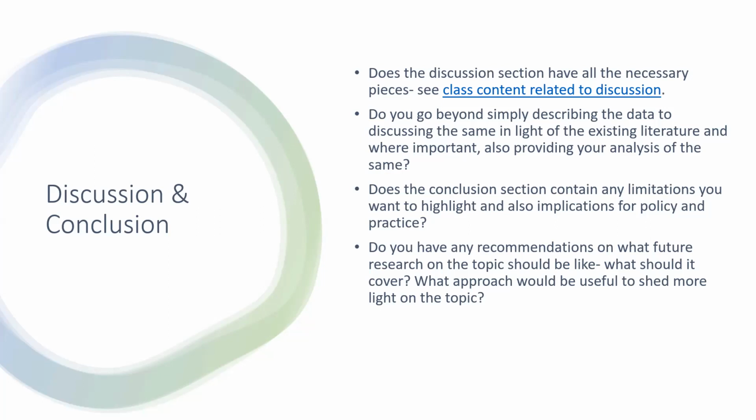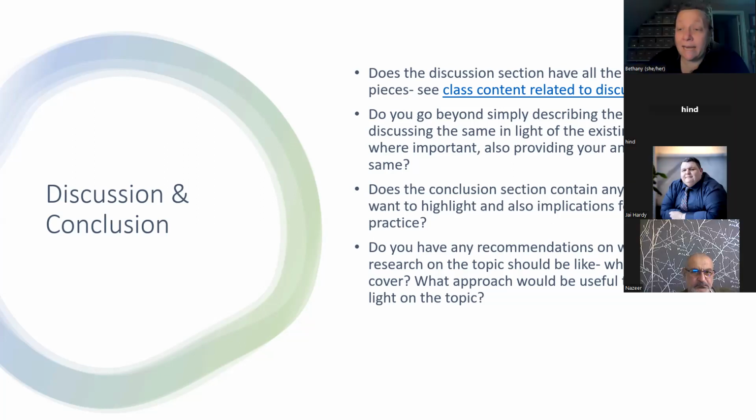So you might weave in and confirm your data and connect it to the literature that you've already looked at, while providing your analysis as well. And does your conclusion section contain any limitations you want to highlight? This is where you might say, my scope, like the time that I had to do the research, was a limitation. Or Jay might say, having access to people who could answer my research questions was a limitation.